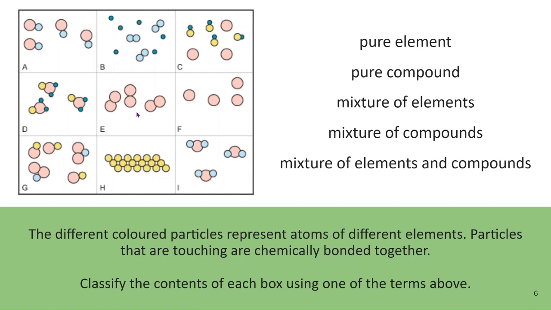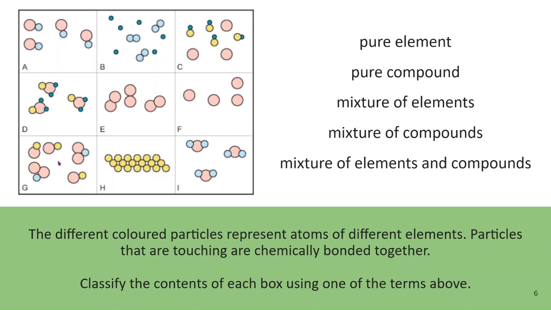For E, we have two of the same particles bonded together. And so this is a pure element. And we actually would call these molecules. So maybe this is oxygen, right? If you breathe this, O2, it's two oxygens bonded together. It's an oxygen molecule. But because it's two of the same element, we call it elemental. F, again, would be pure element. It's just the one particles by themselves.